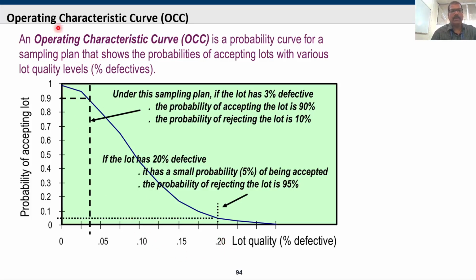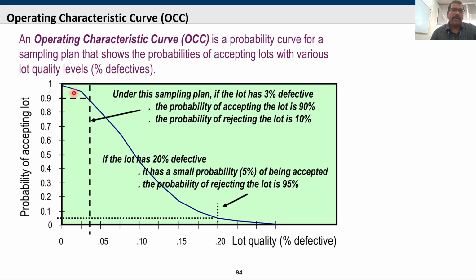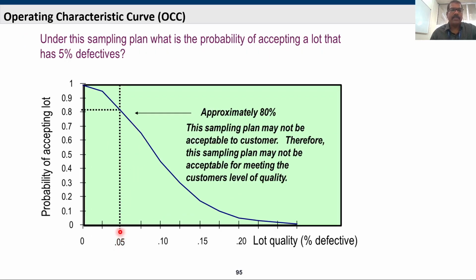So I hope you understood this operating characteristics curve, the OC curve. Under this sampling plan, what is the probability of accepting a lot that has 5 percent defective? If you draw the vertical line at 5 percent, you get almost 80 percent. So from this OC curve, you can check how much percentage of acceptance you get if you set 10 percent defective, 5 percent defective, or 8 percent, 7.5 percent.